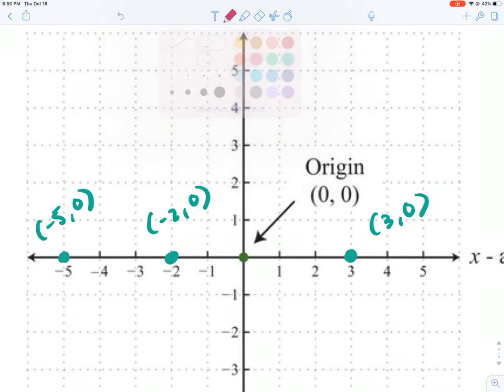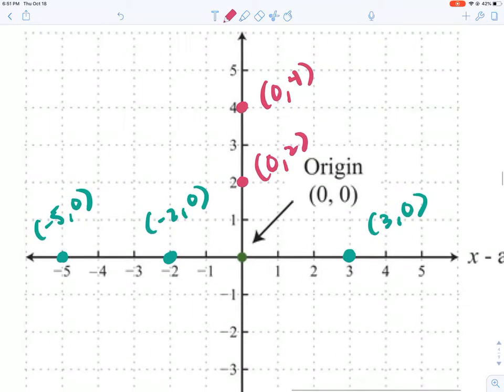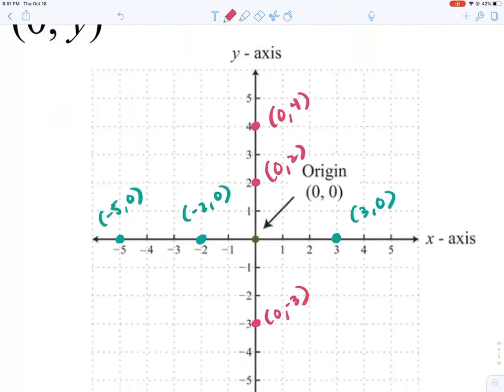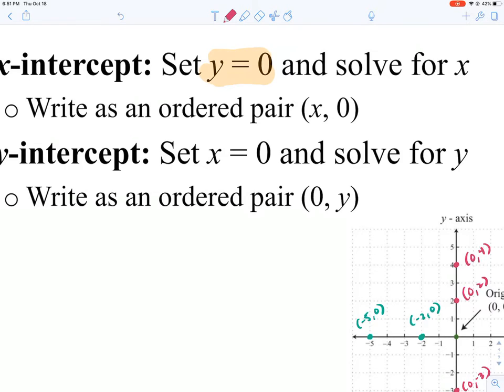Now to find the y-intercept, let's go through the same process. A y-intercept is a point that lies on the y-axis. An example of a y-intercept would be 0, 4, or 0, 2, or 0, -3. Notice for all of those points that lie on the y-axis, x is equal to 0. So if you have an equation, you can set x equal to 0 and then solve for y. And then you can represent the ordered pair as 0, whatever that y value is.